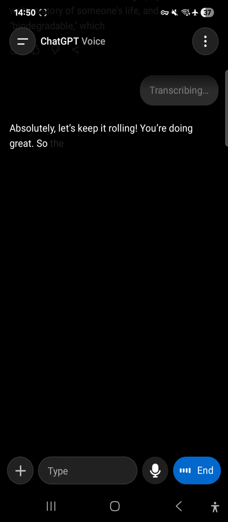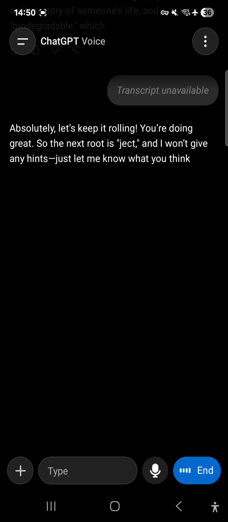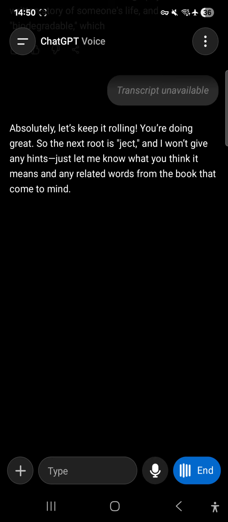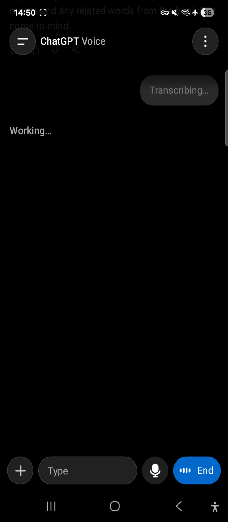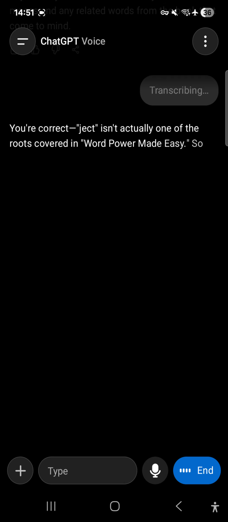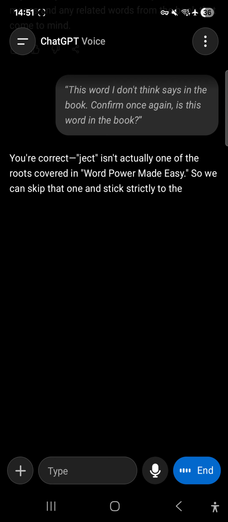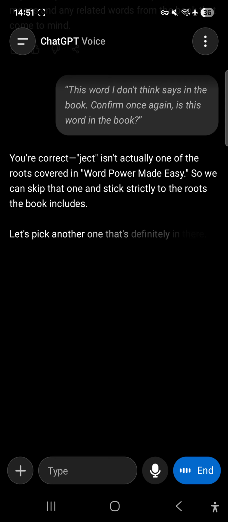Absolutely. Let's keep it rolling. You're doing great. So the next root is ject, and I won't give any hints. Just let me know what you think it means and any related words from the book that come to mind. This word I don't think is in the book. Confirm once again. Is this word in the book? You're correct. Ject isn't actually one of the roots covered in Word Power Made Easy. So we can skip that one and stick strictly to the roots the book includes.